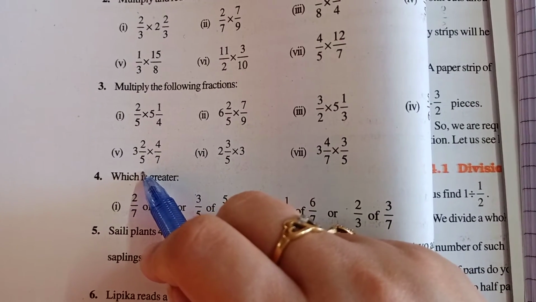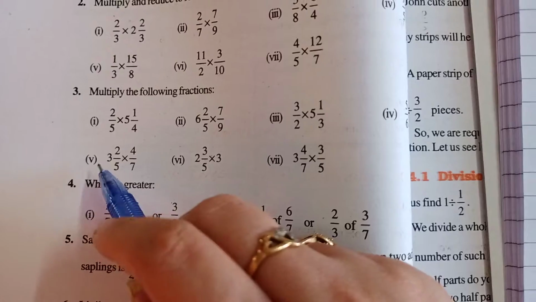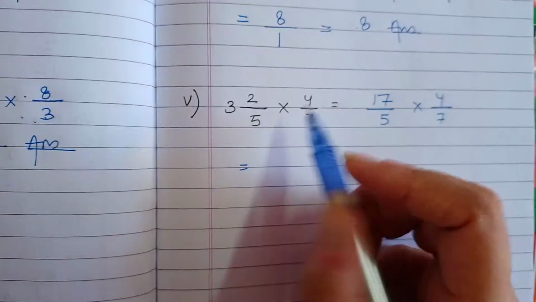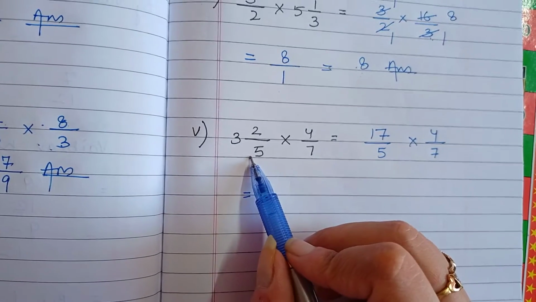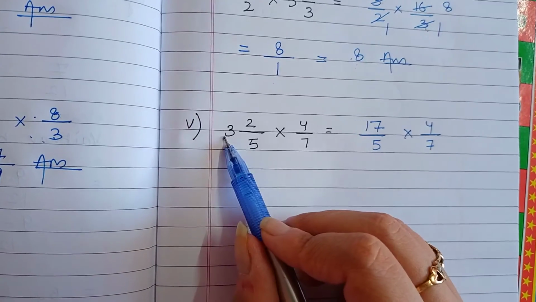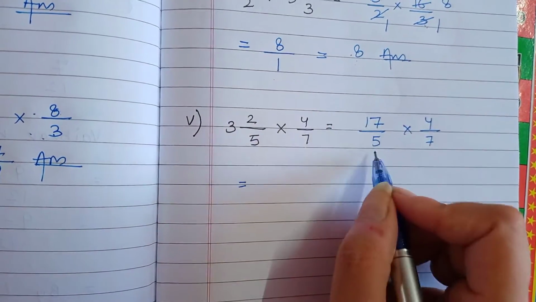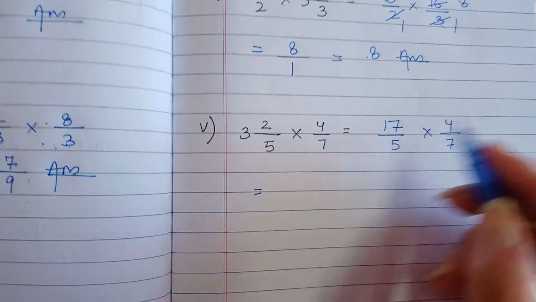Now let us move ahead with another part. I have taken the alternative one, fifth part. 3 whole 2 upon 5 multiplied by 4 upon 7. Same way, first we need to write it in the improper form. 5 3s are 15 plus 2, 16, 17 upon 5 multiplied by 4 upon 7.